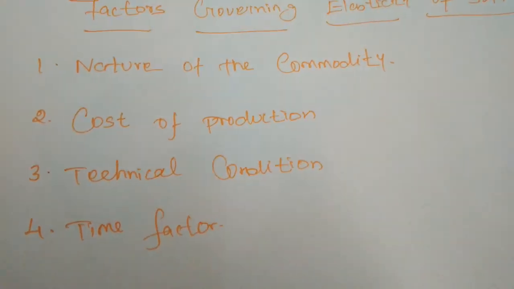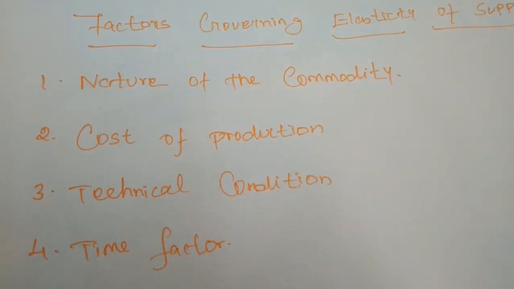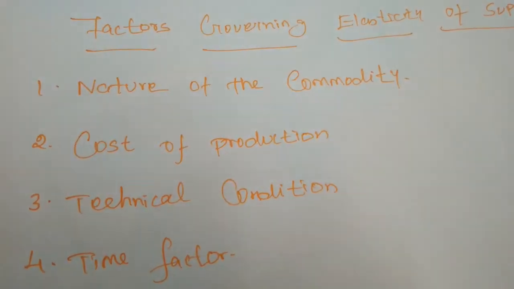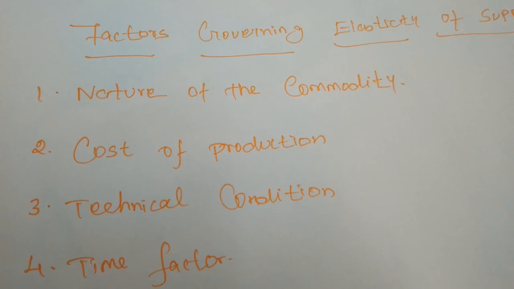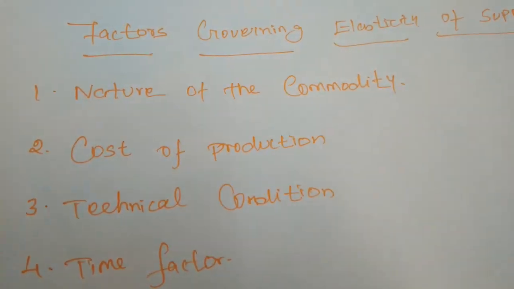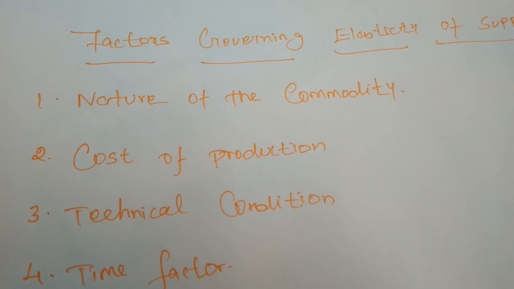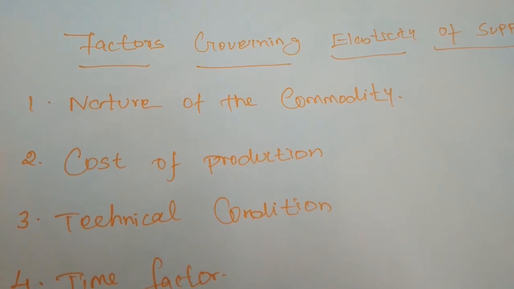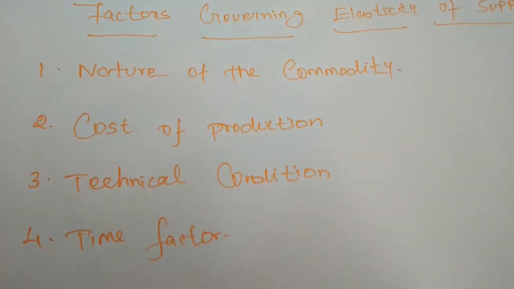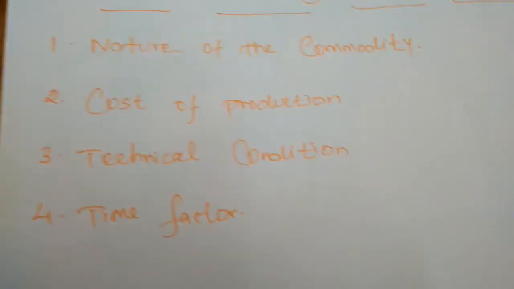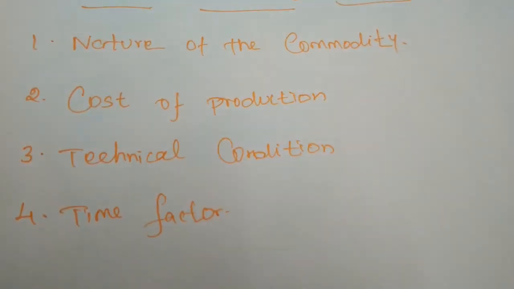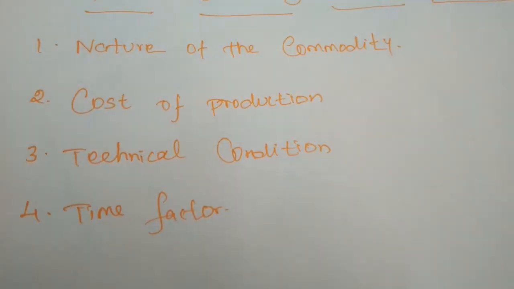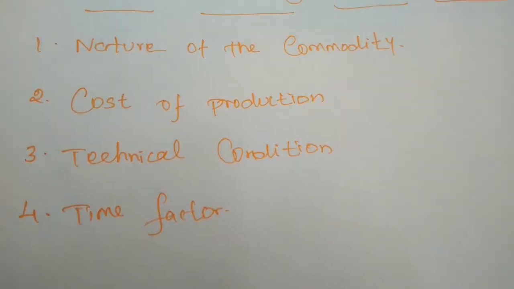Once the price of durable goods is increased, the producers will increase the supply of commodities. Not only durable goods, but also comfort goods and luxury goods: when the price of these goods increases, the supply of the commodity will be increased. But perishable goods are not like that. Even if the price of perishable goods is increased, because of the nature of perishables, the supply will not increase.